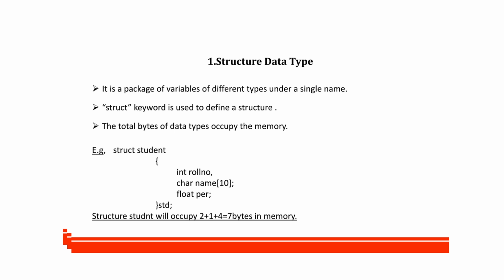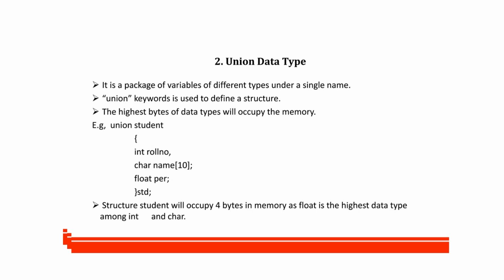Enumeration. Enum is short for enumeration. It allows the user to create custom data types with a set of named integer constants. The enum keyword is used to declare an enumeration. Enum simplifies and makes the program more readable.